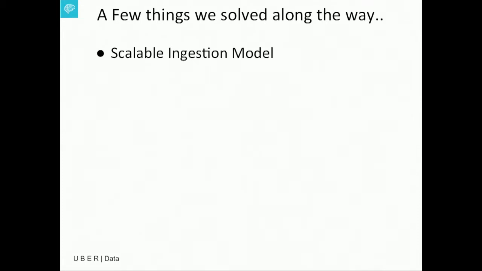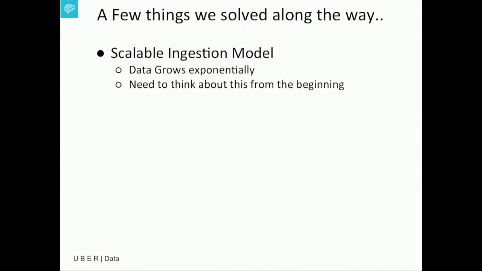We need to have a scalable ingestion model. We had our own scalable ingestion model, which actually handles all the ingestion from all these data sources I talked about: Kafka, schemaless, and the SQL DBs. The reason is you need that system to be scalable because the data grows exponentially, and then you will hit the wall pretty soon. We need to think about this from the beginning when we are writing an ingestion pipeline, because it starts very slow and very small, and then it grows very fast.